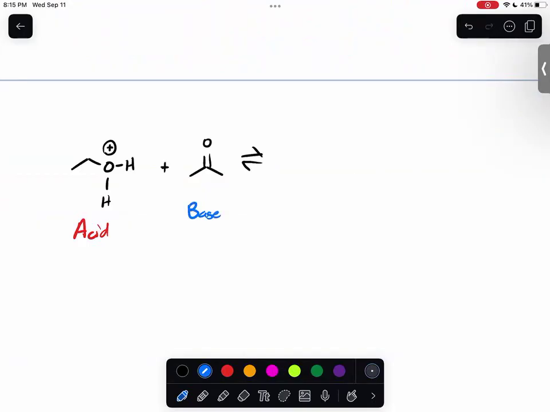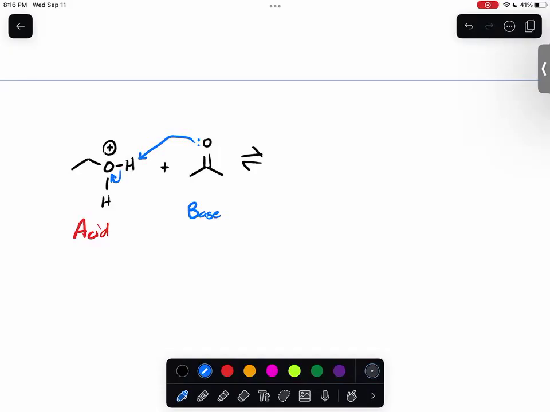But whenever we're looking at this base, we have to think to ourselves, where are the electrons coming from? Many of the others we've been looking at have all had negative charges. This one does not. It's neutral. Well, the electrons have to come from lone pairs, and the only lone pairs available are on the oxygen. So that means the base is going to use the electrons from the oxygen to come over, grab the proton, and give the electrons back to the oxygen on the acid.